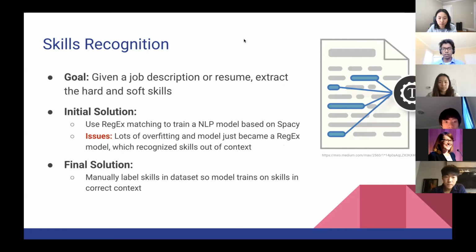What that means is we get some corpus, and we see which words match any of the skills in our labeled skills. But this led to a lot of overfitting. We got our model to be more of a regex identifier than an actual machine learning model. So we moved on to a new solution, which was to manually label a new data set. Manually labeling allowed us to choose skills that are in the correct context. Can you go to the next slide, please?